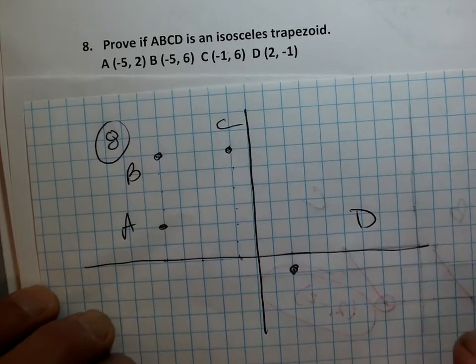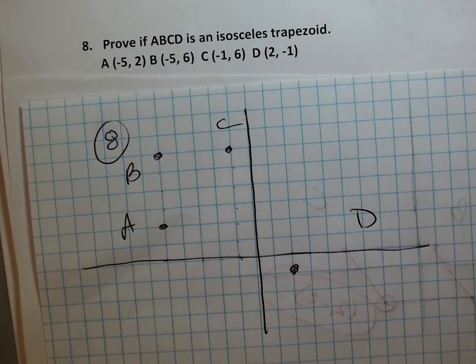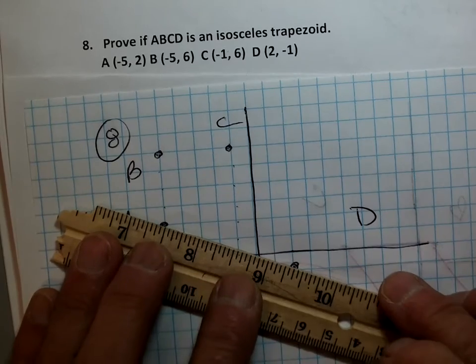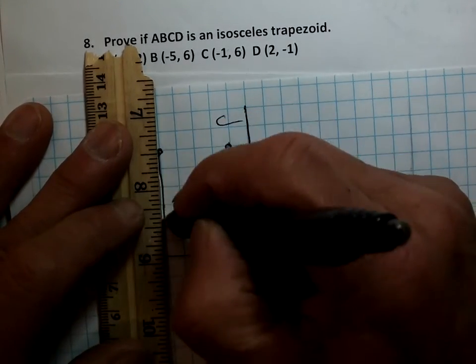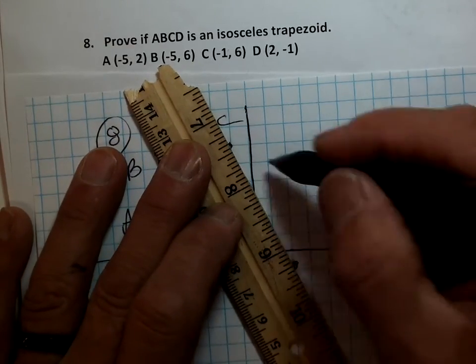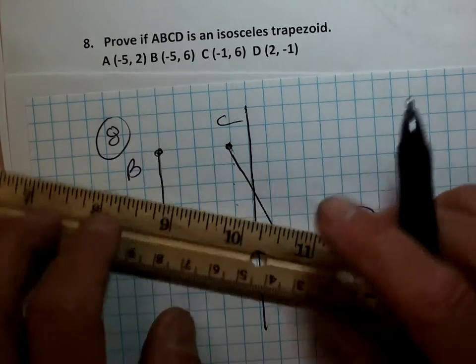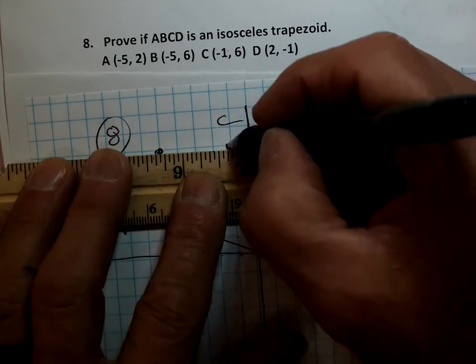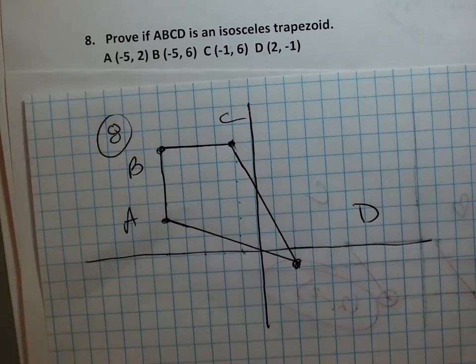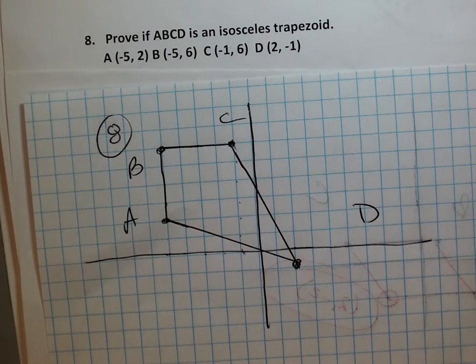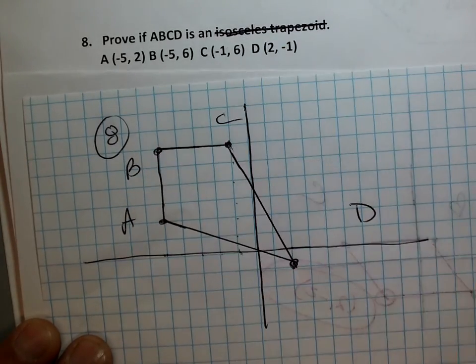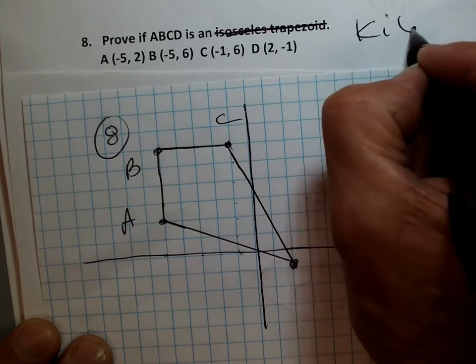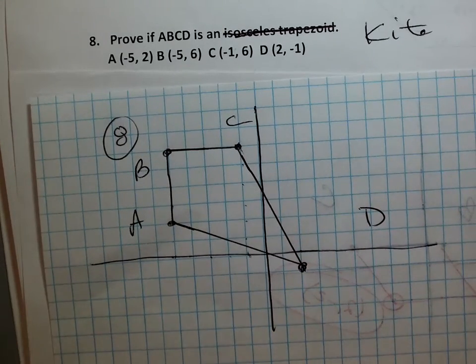Now, it says it's an isosceles trapezoid, so let me draw it in and see if I can find it. Okay, looks like it's a kite, doesn't it? I don't think it's a trapezoid at all. I think it's a kite. So let's cross that off. There's something I've got to fix. How about we prove it's a kite? Well, let's change that problem.